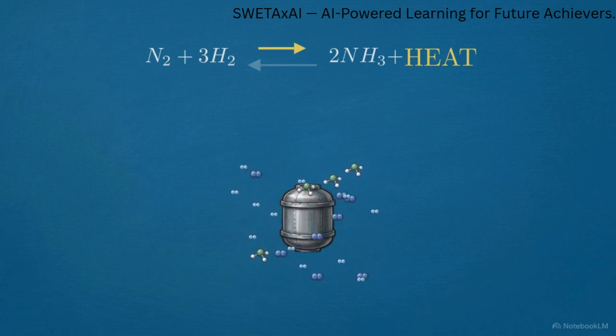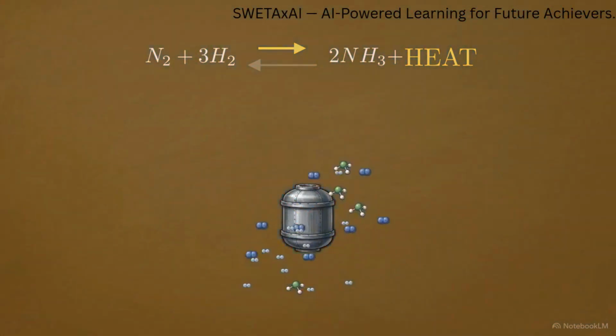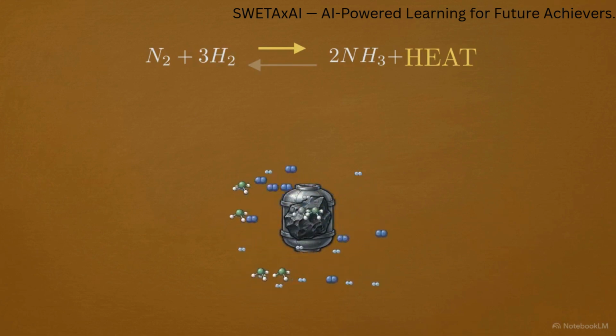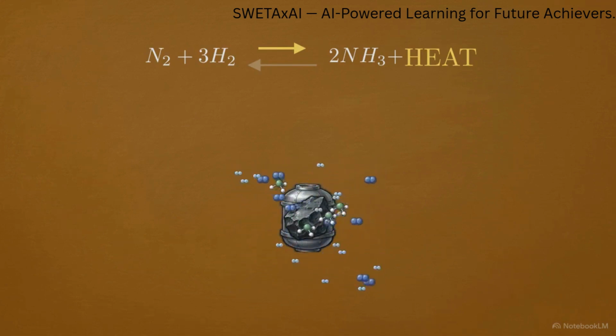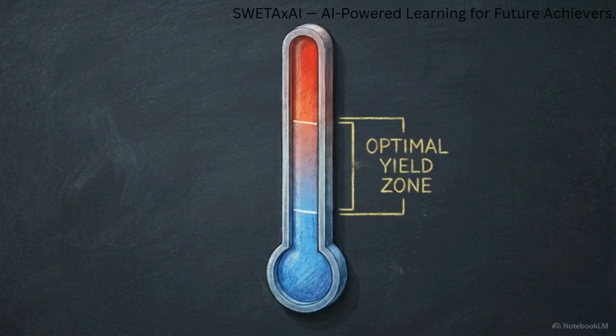Our second variable of manipulation is temperature. This equation illustrates that the forward reaction is exothermic. It releases heat as a physical byproduct. Applying Le Chatelier's logic, if you deliberately lower the temperature, the system will try to replace that missing heat by producing more ammonia. But we run into a kinetic paradox.